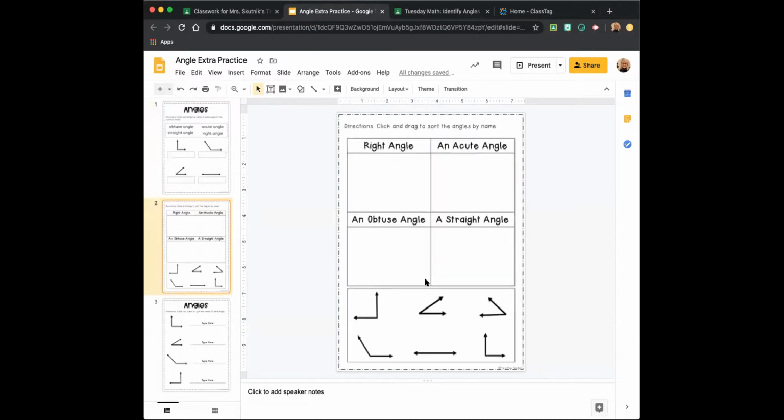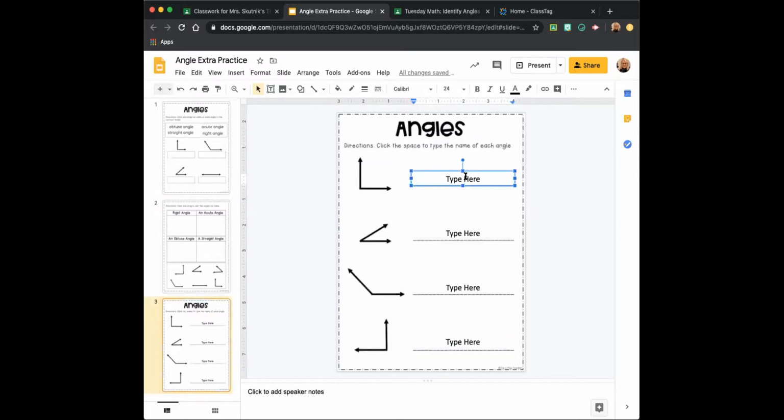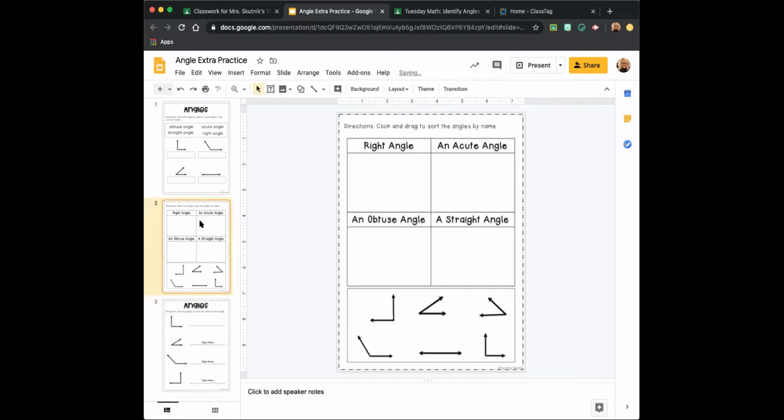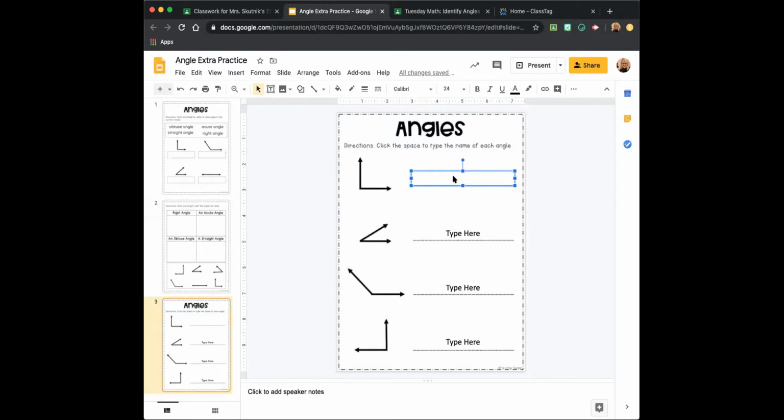On the next page, they have to sort. So put the right angles together, put the straight angles together, and so on and so forth. The next page, they have to type. So if this is acute, they would write the word acute. If they do not know how to spell it, they can go back to a previous page because it has all the spellings on it for them. And then that's it for the math assignment on Google Classroom.